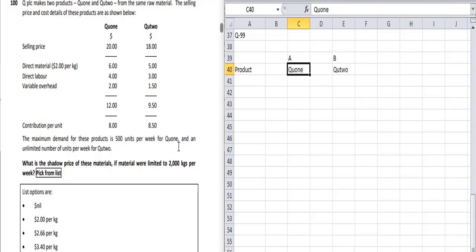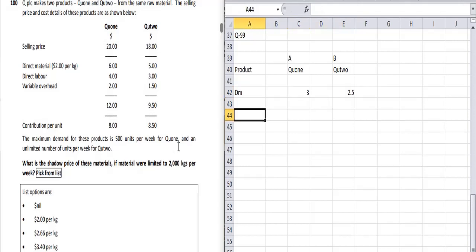Material will be limited to 2000 kg per week. So here material is limited, which means material is the limiting factor, or we can say the scarce resource. So let's make an equation. The first step is how much material is required to produce 1 unit of Q1. We are given the material cost per unit and the cost per kg of the material, so by dividing these two we get how much material is required per unit. 6 divided by 2 is 3 for A, and for B, 5 divided by 2 is 2.5.